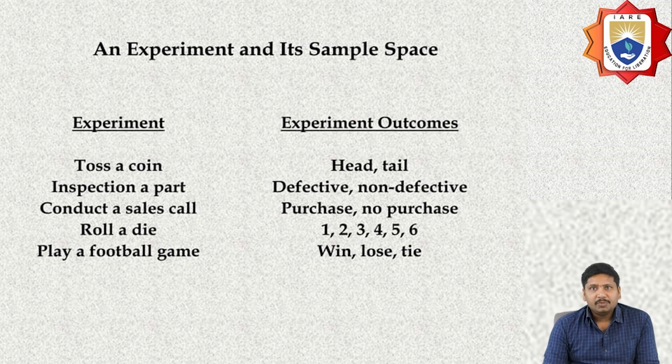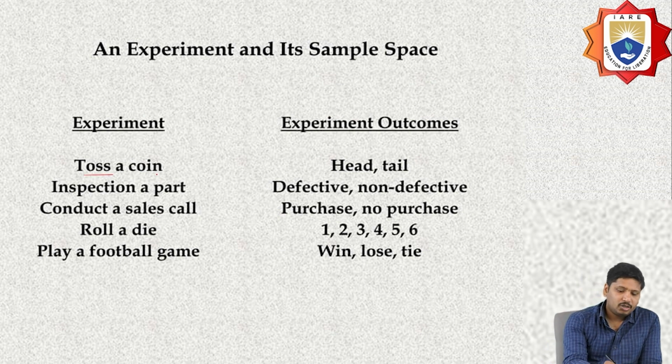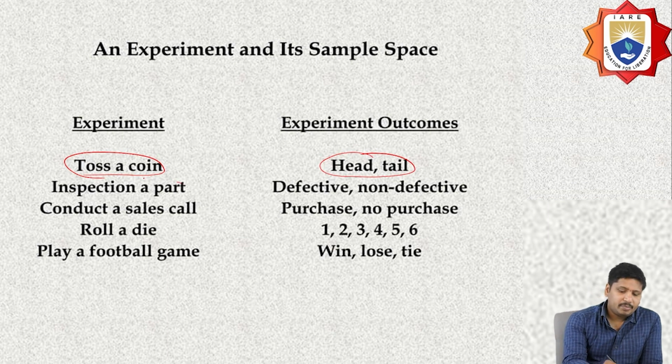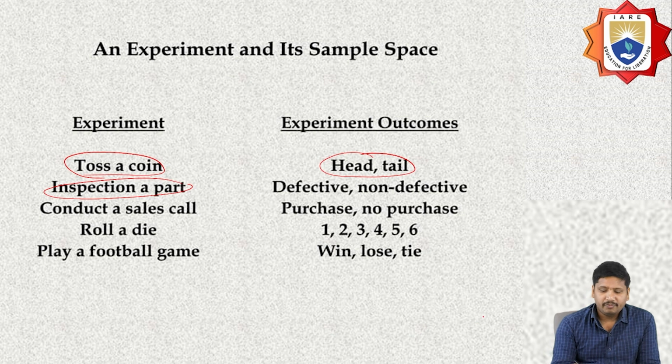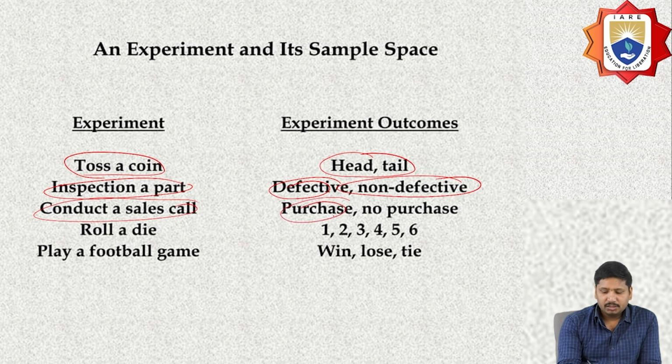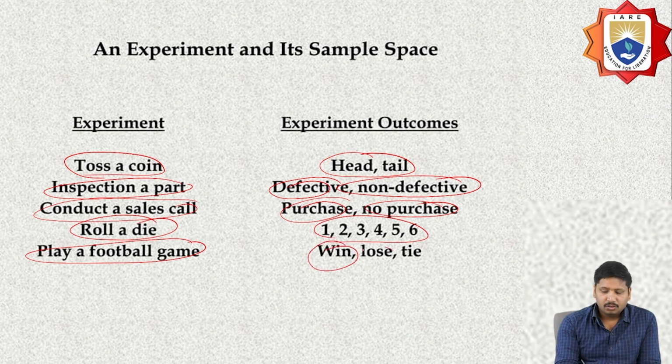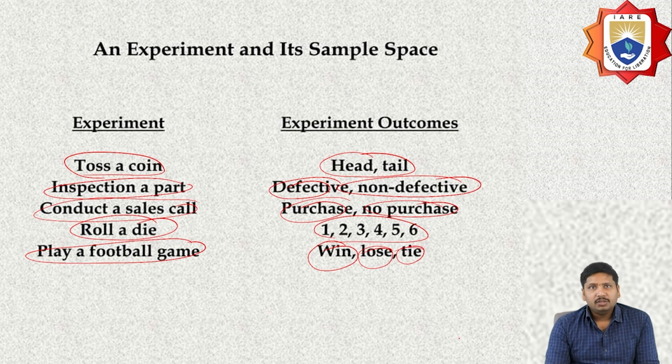Then what are some examples of experiments and sample spaces? If I consider an experiment like tossing a coin, the outcome is either head or tail. Inspecting a part gives defective or non-defective. Conducting a sales call gives purchase or no purchase. Rolling a die gives outcomes 1, 2, 3, 4, 5, 6. Playing a football game gives win or lose, or it may be a tie.